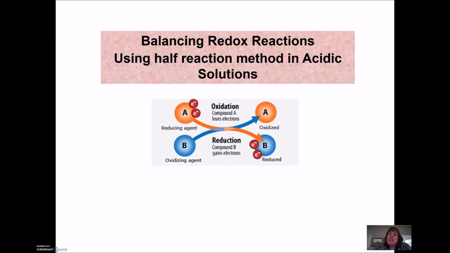In this video, we're going to do something a little tough. We're going to balance redox reactions. Now the method I'm going to show you is using the half reaction method. And we're going to focus on only acidic solution balancing.